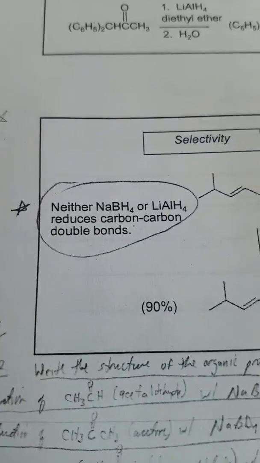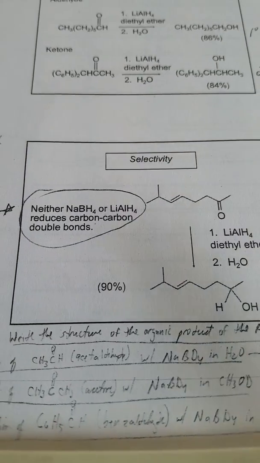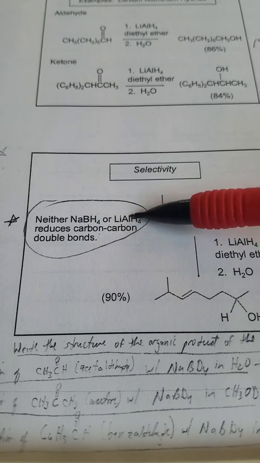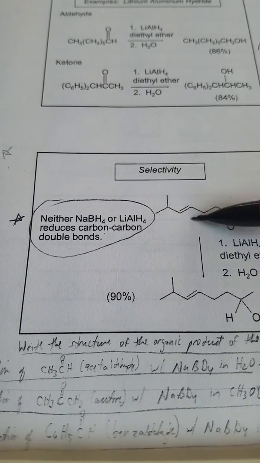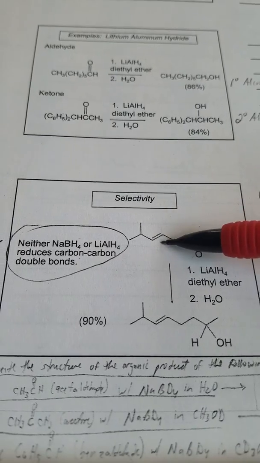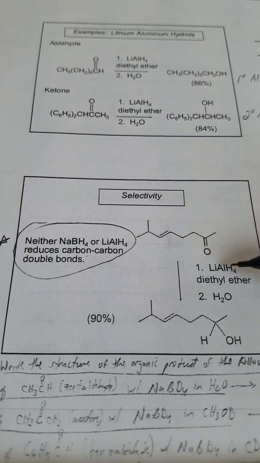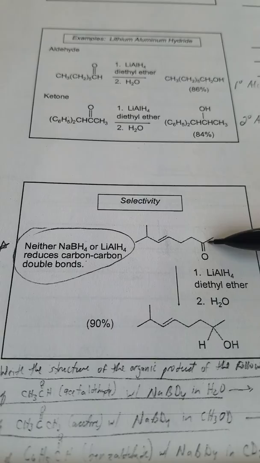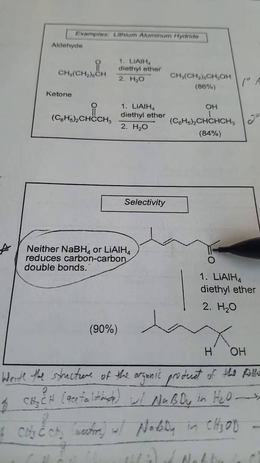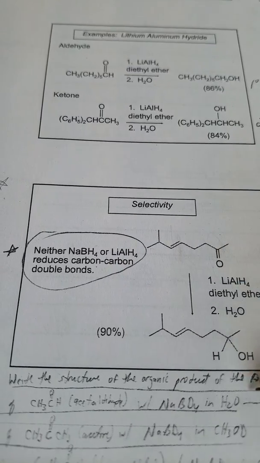Now these are selective, so if you use either sodium borohydride or lithium aluminum hydride and you have other bonds, like here we have an alkene bond, it's not going to affect the alkene bond, it only affects the carbonyl carbon bond. So you'll leave this one alone, and then this will be where the reaction takes place, and you'll get your OH group.